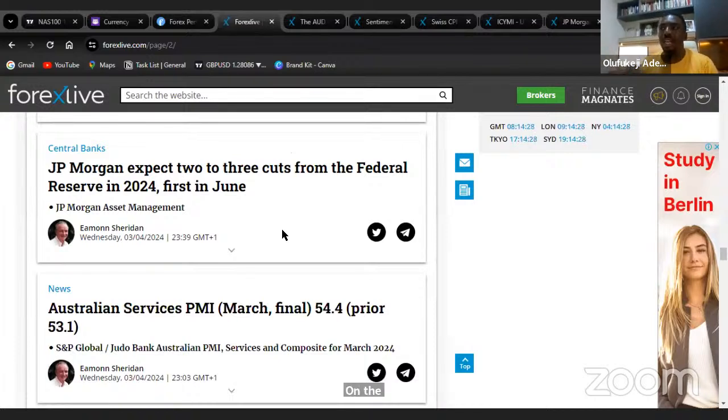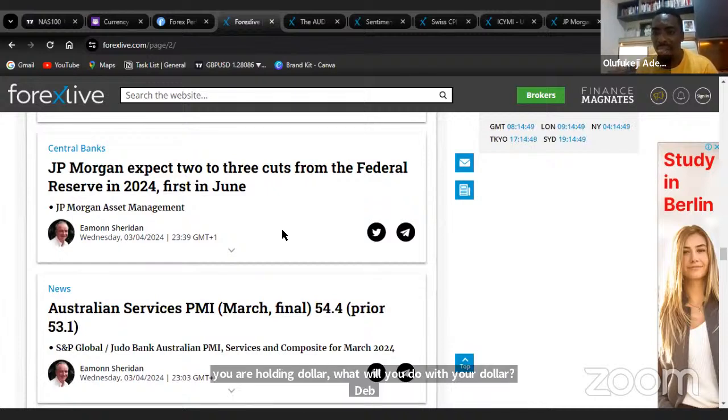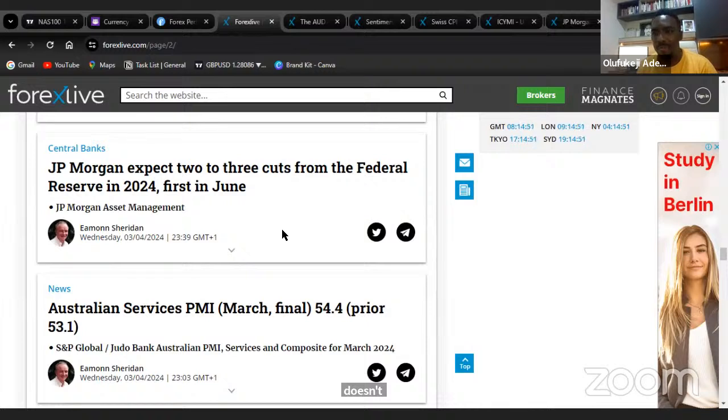Throughout last year and the year before, they were increasing the interest they were giving you for holding the dollar. And then into this year, they are no longer increasing the interest. They are thinking of reducing the interest. If you are holding dollar, what will you do with your dollar? The person that asked me that question, what will you do with your dollar? Sell, exactly. Because the interest they were paying you for holding the dollar is reducing.